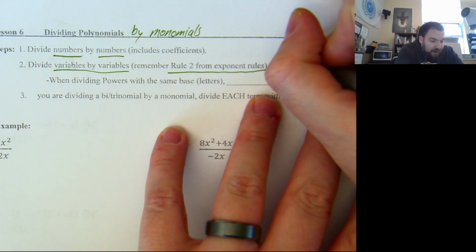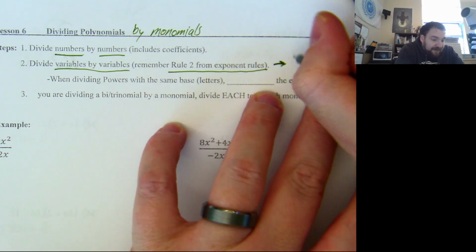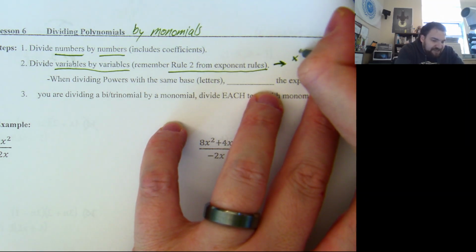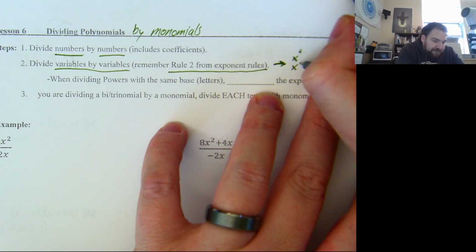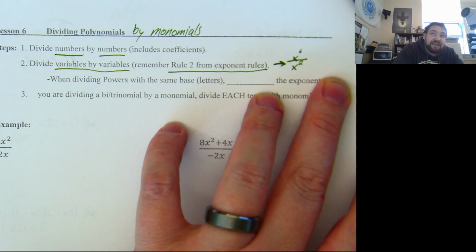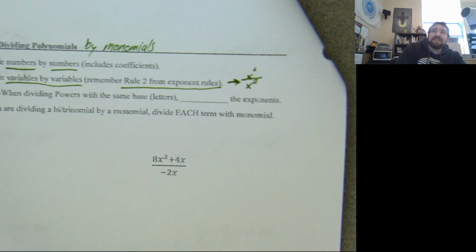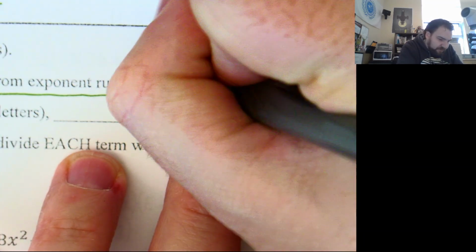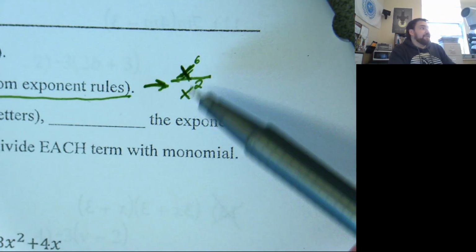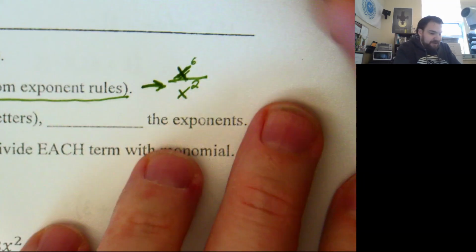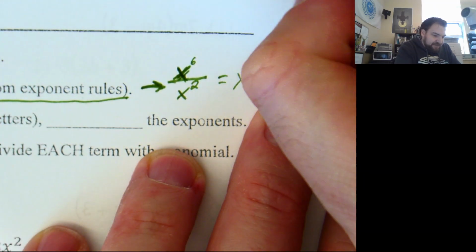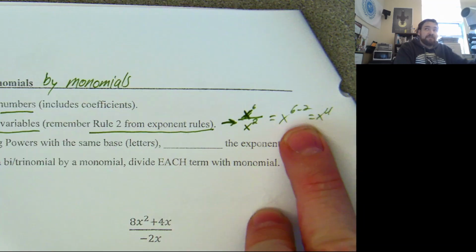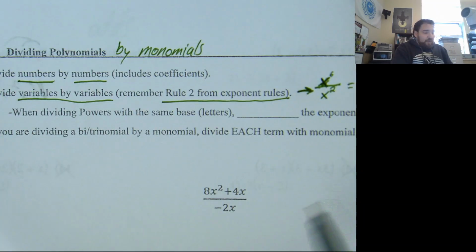Rule 2, for those of you who have perhaps forgotten, was that if I had some variable, let's go x to the 6, and then I have x to the power of 2, and I'm dividing those things. I'll zoom in here so you can see easier what's going on. If I have the same variable, and I'm dividing them, what do I do with their exponents? I subtract them. So this is going to give me x to the 6 minus 2, which is x to the 4. This is what we're going to be doing. We're going to use this exponent rule as well. Let's go back a step.